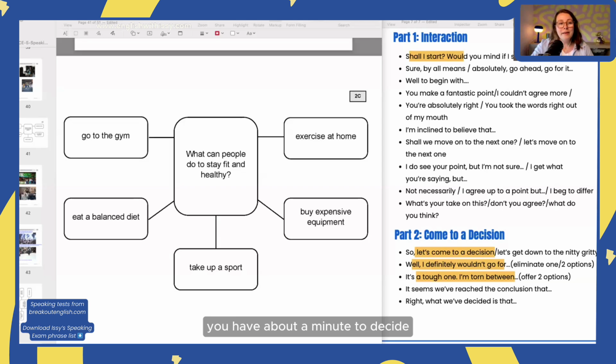Now things are going to get a bit tricky because the examiner would say, thank you. Now you have about a minute to decide which two are the most important if you want to stay fit and healthy.